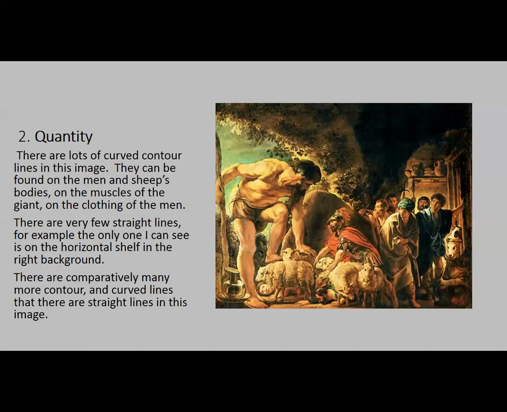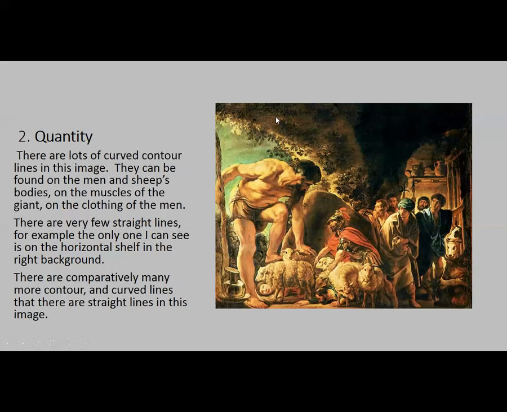Quantity relates to how many. So now we're still going to talk in terms of basic formal elements, and we're going to say there are a lot of curve and contour lines in this image. Contour lines on the cyclops's body and loincloth, contour lines that indicate the muscles on the sheep, contour lines in the wrinkles of the men's clothing, etc., etc. There's a lot of contour lines.